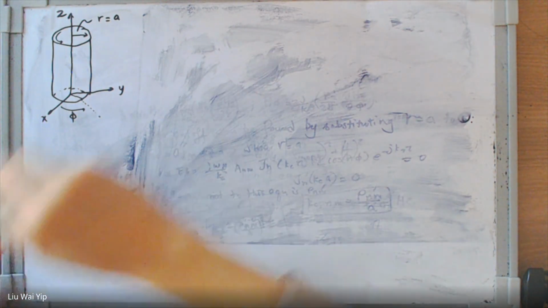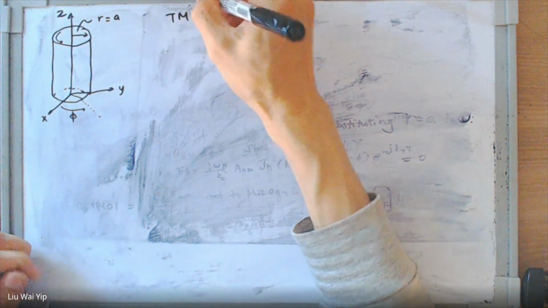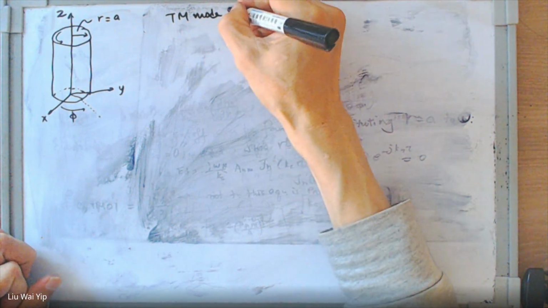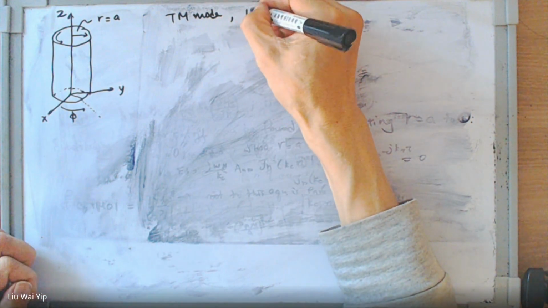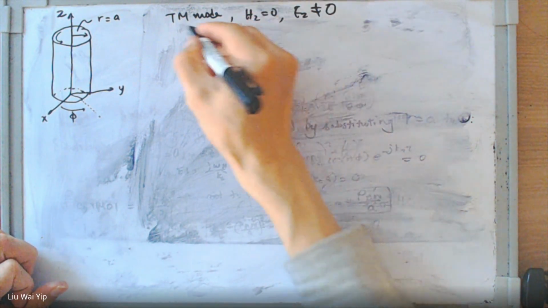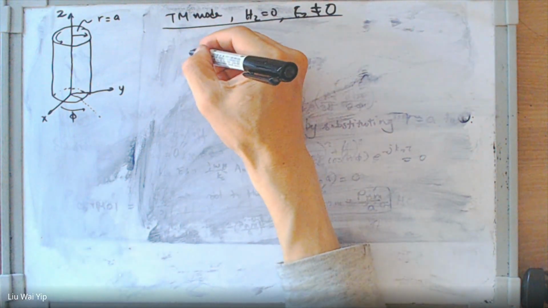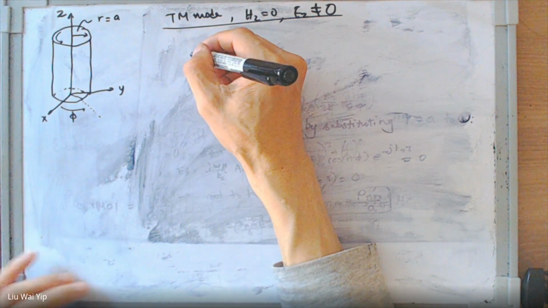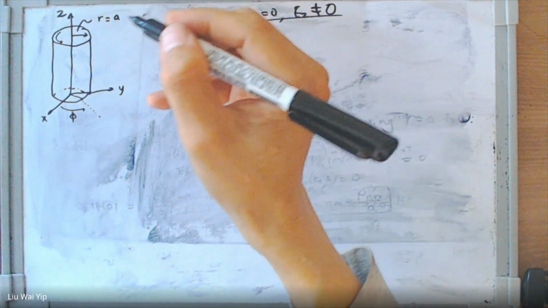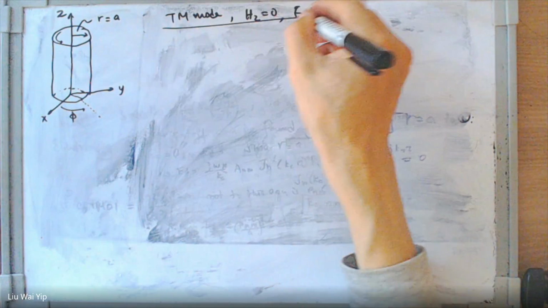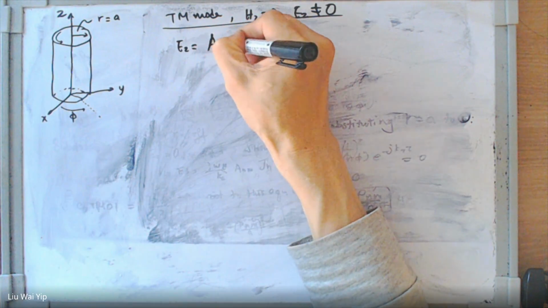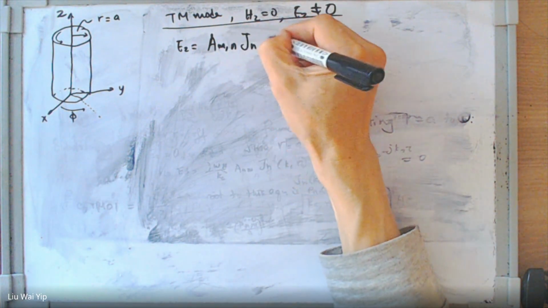Okay, now for TM, of course you already know that for TM, H of z is equal to 0 and E of z is not equal to 0. So this is the number one thing you need to memorize. Now, first, you might wonder how the expression looks for TE of z, and you will be very surprised. It's very simple.